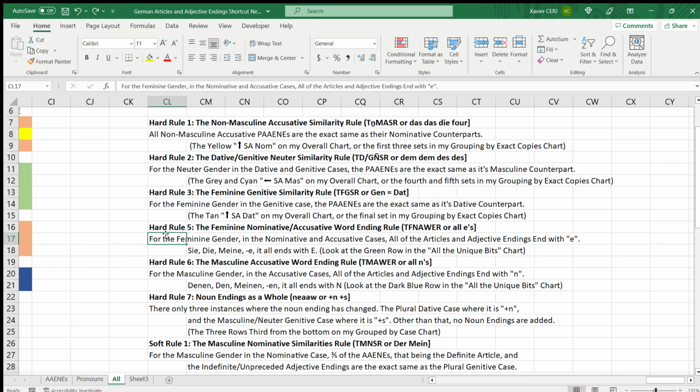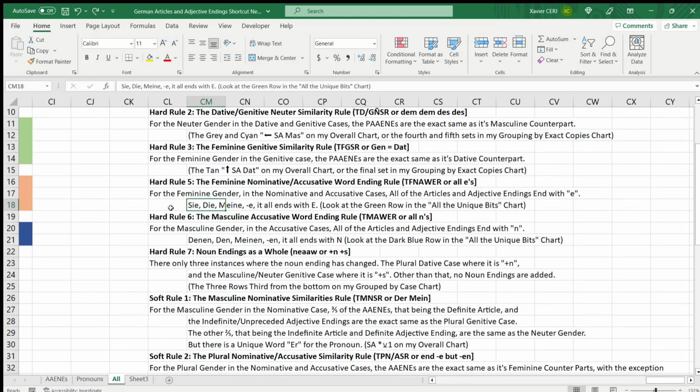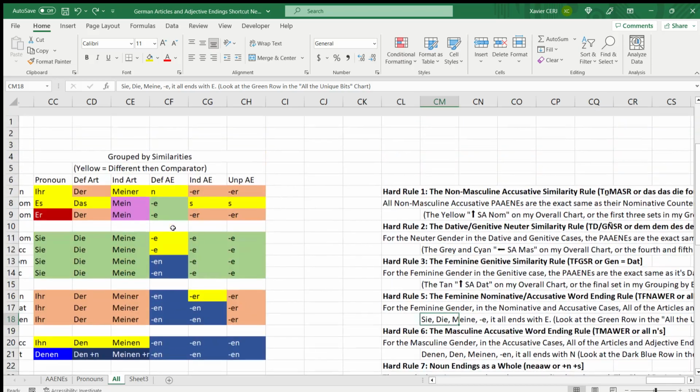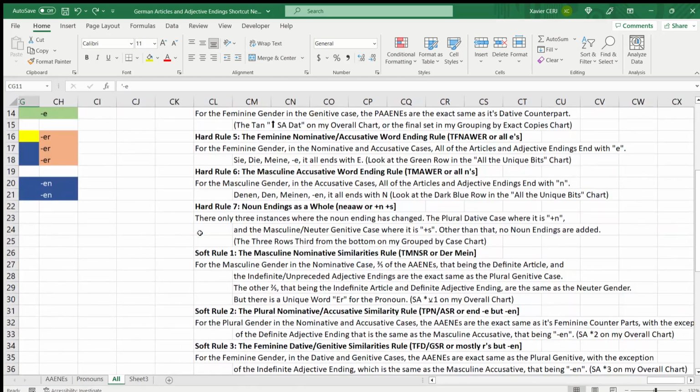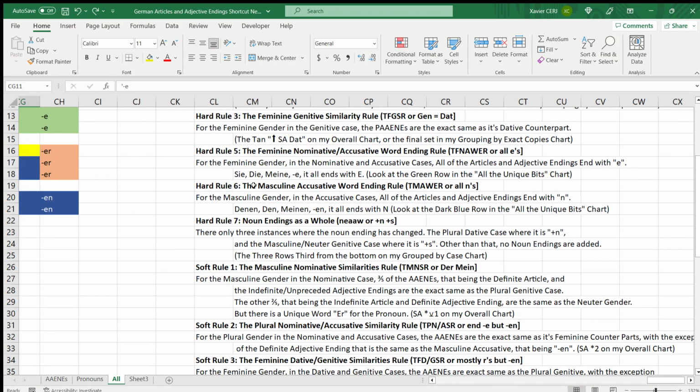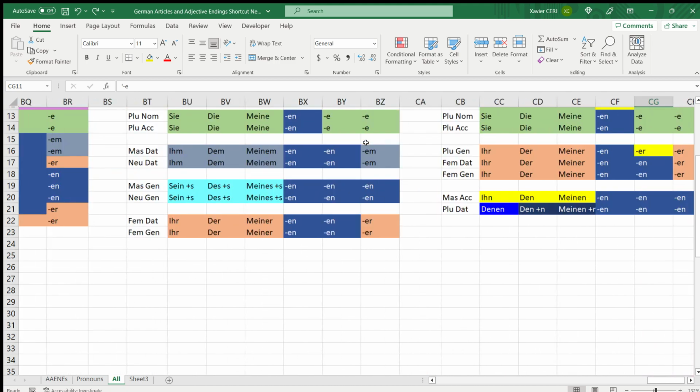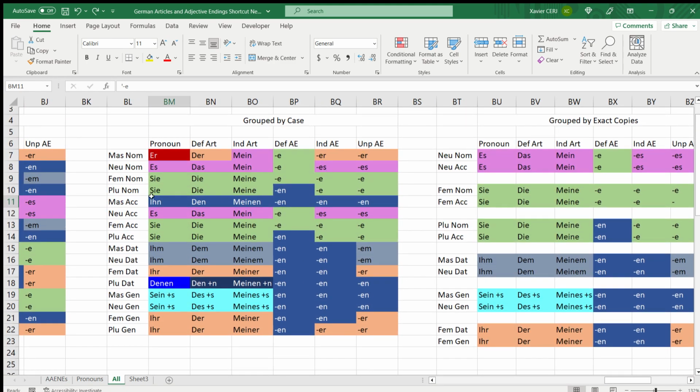The feminine nominative accusative word ending rule. For the feminine gender in the nominative and accusative cases, all the articles and adjectives end with E. Die, meine, it all ends with E. I mentioned that earlier. You can see that right here, they all end with E. The masculine accusative word ending rule, it all ends with N. I talked about that. That would be this right here. They all end with N. Even the pronoun ends with N.